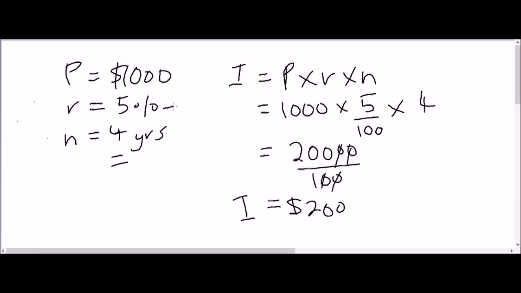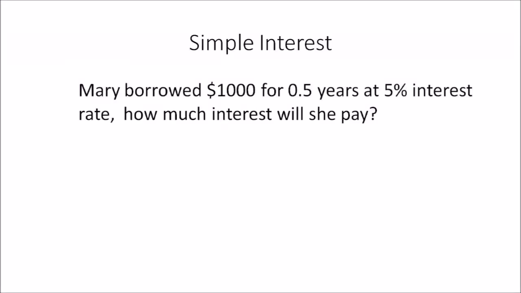In this example, Mary borrowed $1,000 for 0.5 years at 5% interest rate. How much interest will she pay? Now this question is slightly different in the sense that the time is not a full year, it's half a year, right? It says 0.5 years at 5% interest rate. Interest rate is obviously simple interest at 5% per year. Now let's try and do this example.